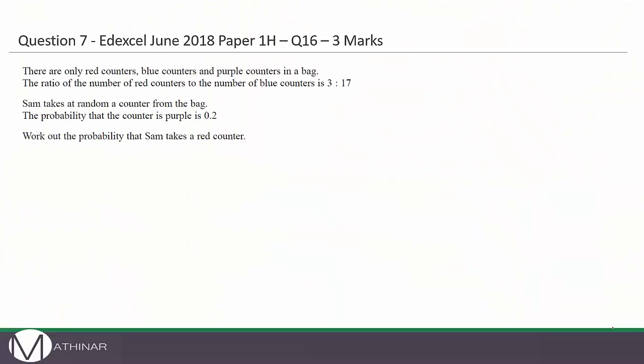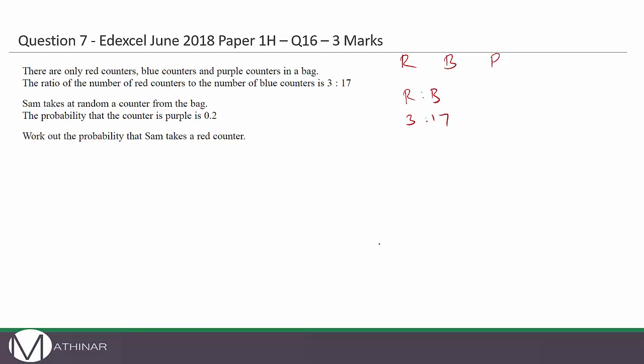Question number 7. This has been taken from the Edexcel June 2018, paper 1 higher, which is the non-calculator. It was question 16 and it was worth 3 marks. There are only red, blue and purple counters in the bag. The ratio of the number of red counters to blue is 3 to 17.